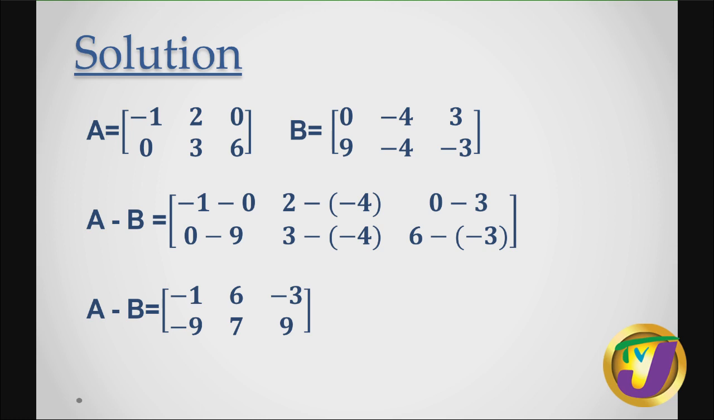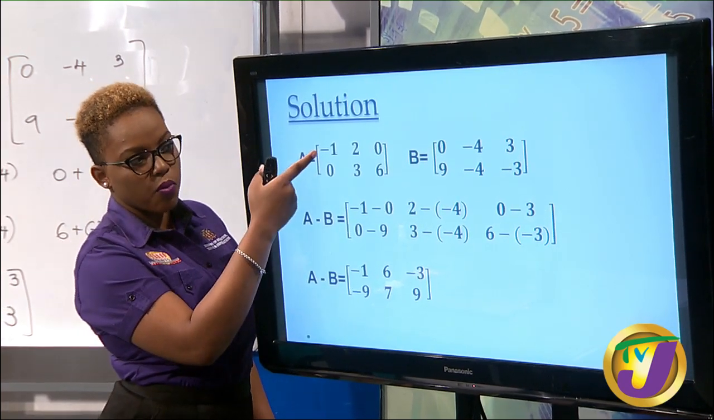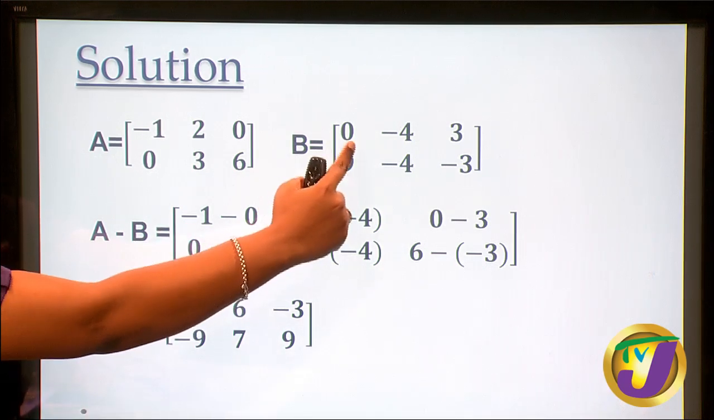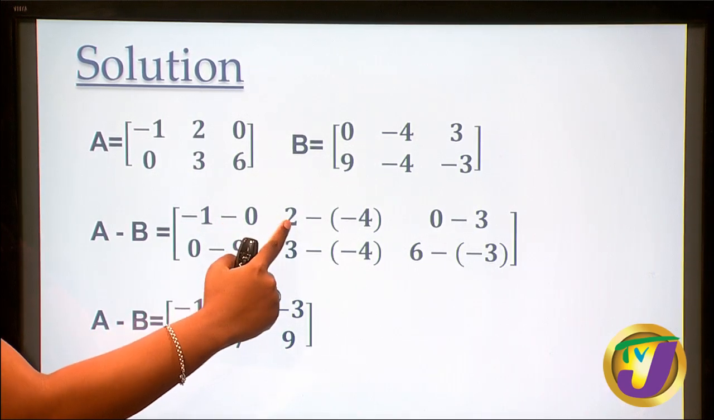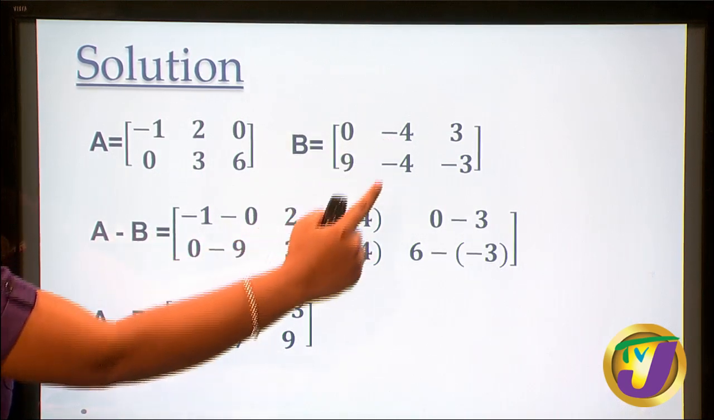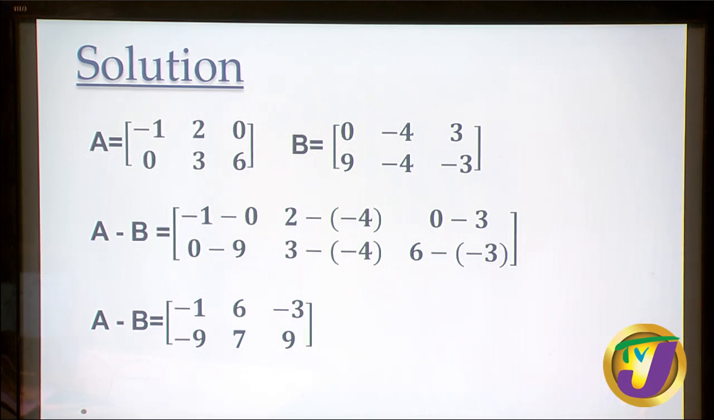As we would have said, ensure that your responses, whilst you're doing your solution, correspond with your answer. So we have row 1, column 1, negative 1, and we're subtracting row 1, column 1 from matrix B, which is our 0. Row 1, column 2, matrix A, 2, subtracting row 1, column 2, which is our negative 4. So we're subtracting the elements in B from A. We're just corresponding.